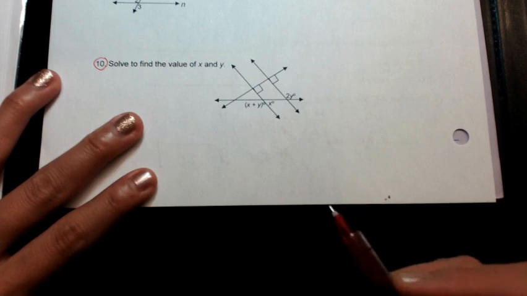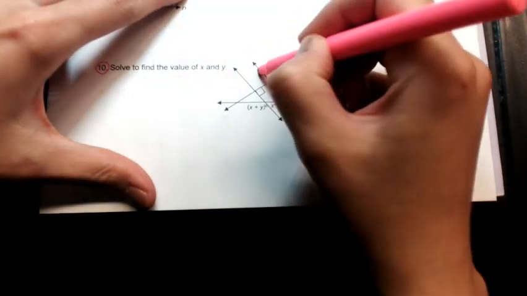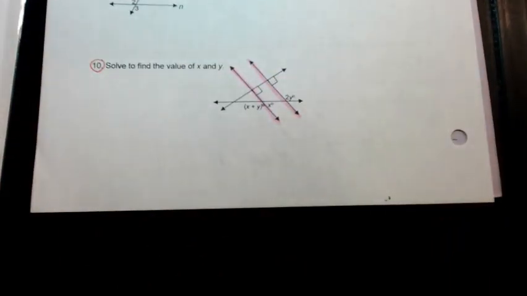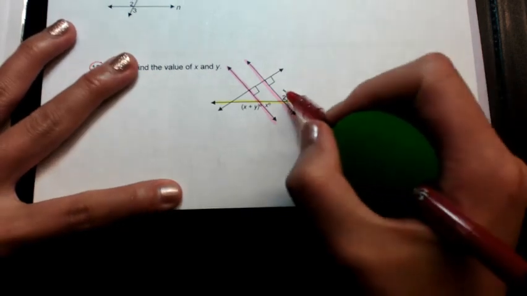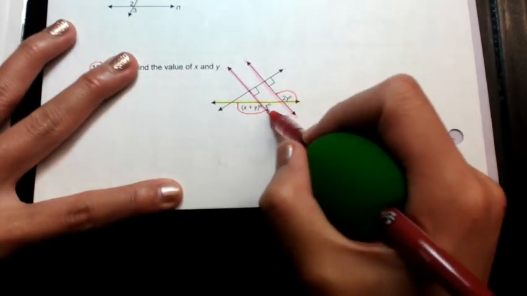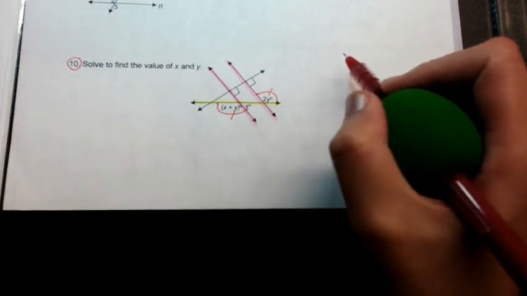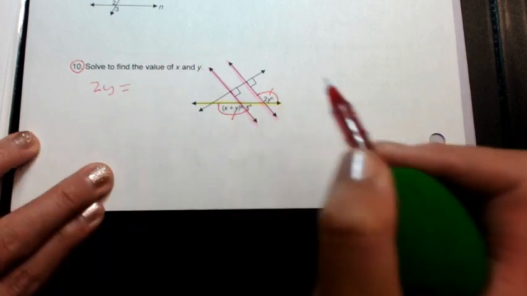So just by looking at this, I'm going to go ahead and use my highlighter. 2 lines that are parallel because corresponding angles are congruent. And I'm going to use this one right here. So would you guys agree this angle is congruent to this angle? Yeah. As long as 2 lines are parallel, all the obtuse are congruent and acutes are congruent. So I'm going to write on here 2y is equal to x plus y.